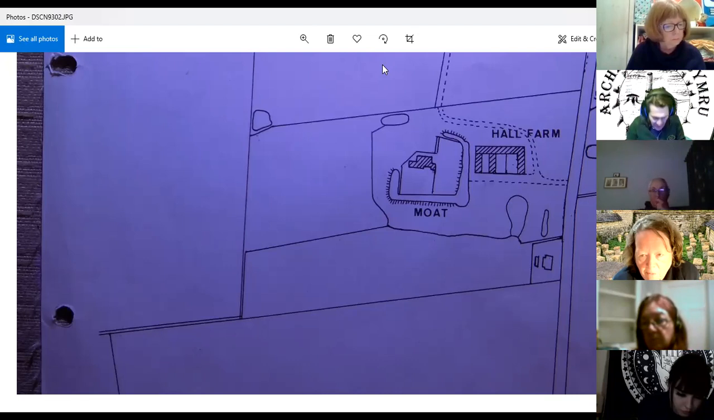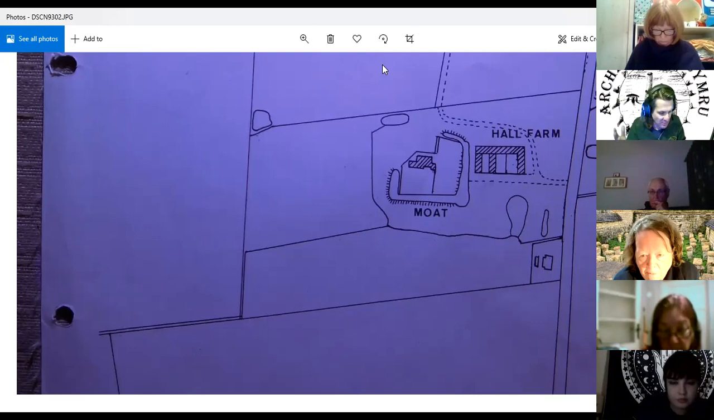Well, you've got a good scale. This is a 1 to 25,000 scale map, the one that you've got in front of you, but not the one in front of you on the screen.